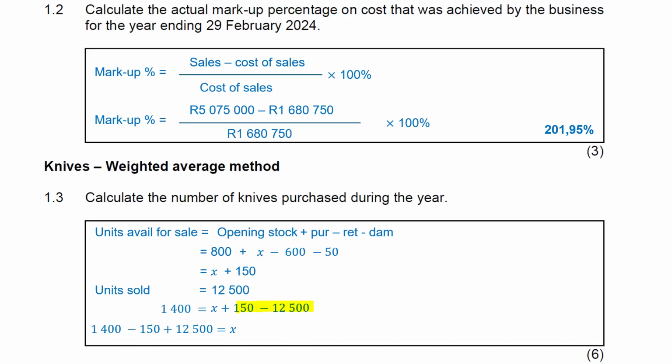And this will give you 1,400 minus 150 plus 12,500. It'll give you the number of units that were purchased, which will be 13,750. There we go. Easy peasy, lemon squeezy, right? Let's go, guys.